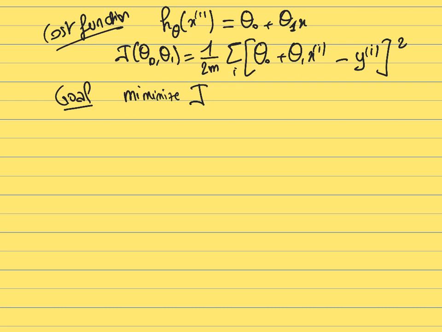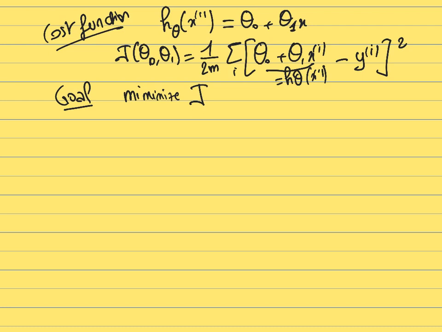Your model is going to be perfect if the hypothesis becomes equal to the true outputs. This would be a perfect model. If h of theta is equal to y, then that's going to be a perfect model, which means that you want to minimize the cost function. The lower the cost function, the closer the cost function is to 0, the better your model is.